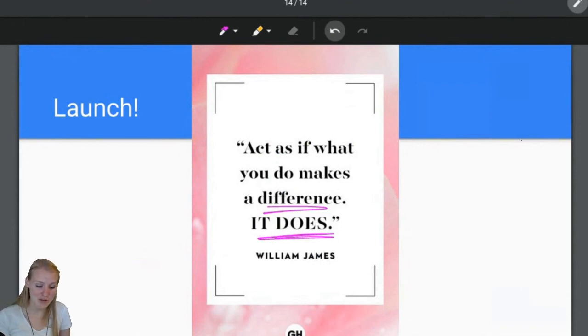So everything you do makes a difference, and it can either make a positive difference or a negative difference. That is up to you. So try to make a positive difference instead of making a negative difference. That is my launch for you today.